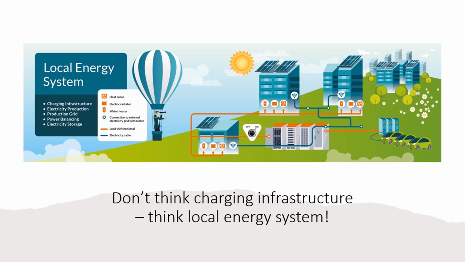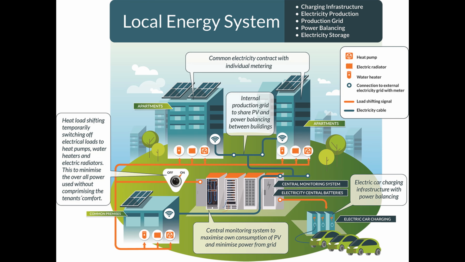This local energy system can, for example, include machines, illumination, solar cells, and batteries, but also the heating and cooling systems, such as heat pumps and domestic hot water tanks. If we only consider the charging infrastructure, it can lead to inefficient and very expensive solutions.